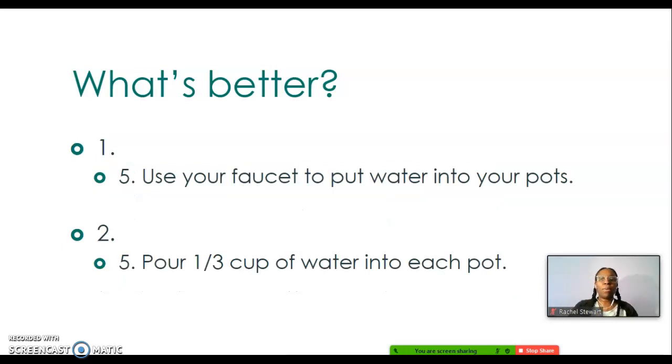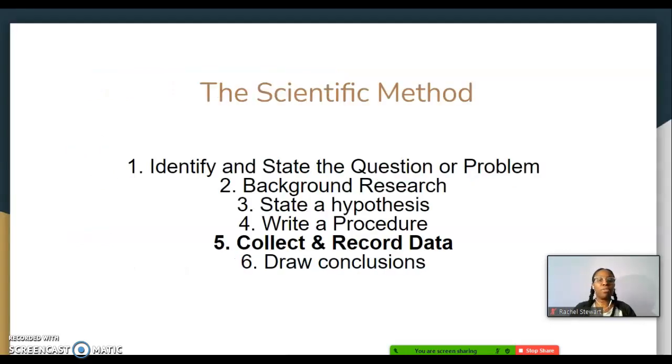Same here. Number 1 is a bad procedure. Number 2 is a good procedure. Why? Because you have the correct measurements, you're very concise and clear, you're straight to the point, you're in detail. It's still in sequential order, just like number 1. However, it's very specific, and that's what makes it different from number 1. Okay? So you have to be very careful.